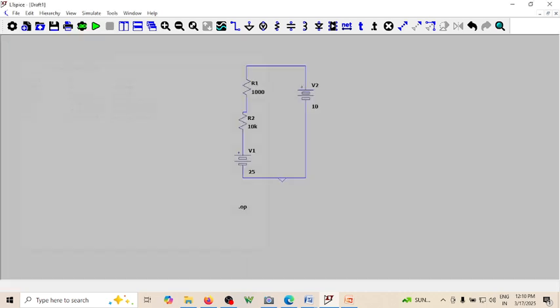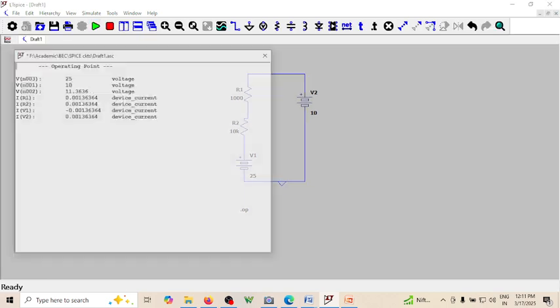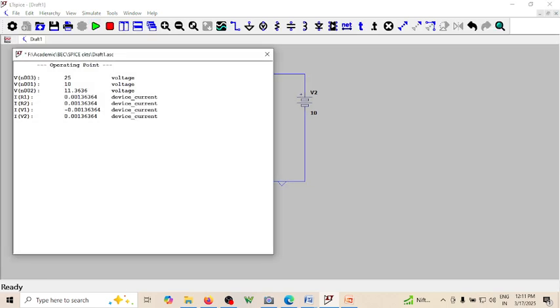Let me show you this. Let me rotate this resistor twice. I have this, move, select it, Control R. I will do this. Do the same thing for this also, Control R. Now we can see the currents will be in the positive direction. See, the current through both the resistors is 1.36 milliampere.